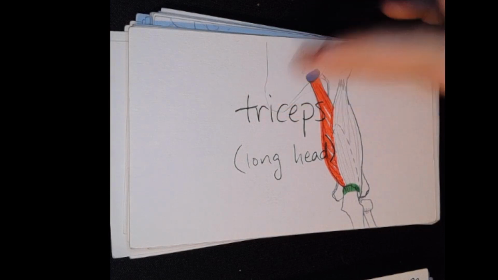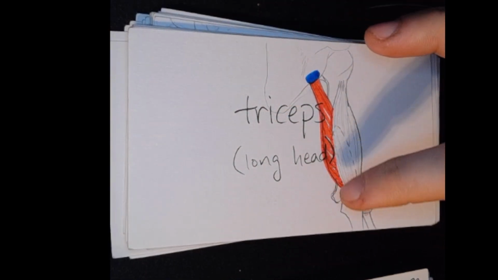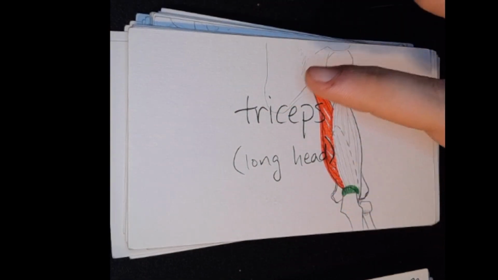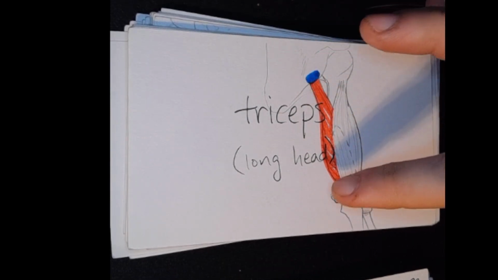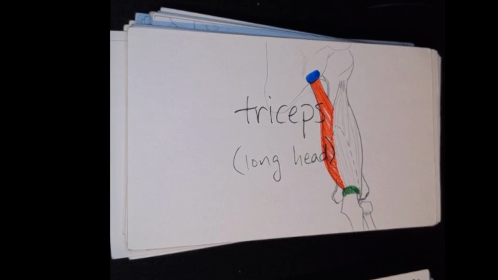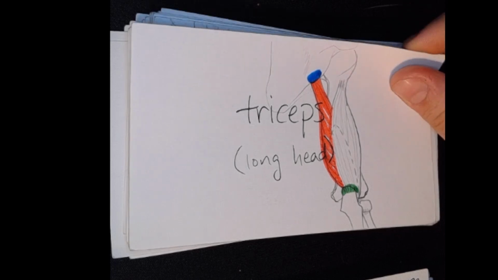Triceps, long head. Origin of the long head: infraglenoid tubercle of scapula. Insertion: olecranon process. Action: elbow extension, glenohumeral adduction and extension. Innervation: radial nerve.